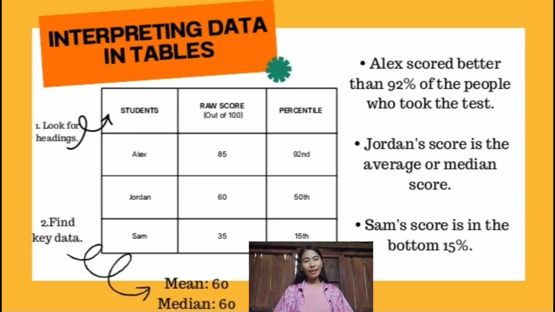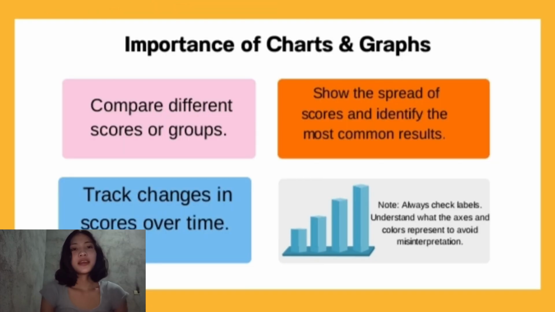When getting the median, we can easily arrange the scores from lowest to highest. We have only 3 scores: 35, 60, and 85. So the middle, or the median, is 60 also. Both mean and median in this example are 60, which tells us the overall performance of the group. The overall performance of the group is average because the median is 60 and the mean is also 60. Now let's proceed to the importance of charts and graphs.